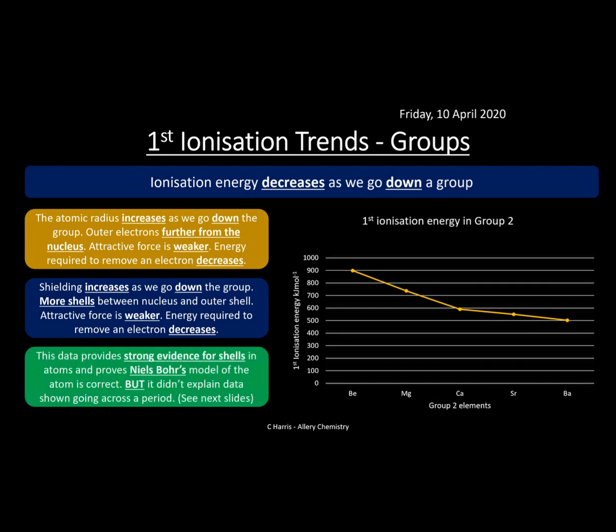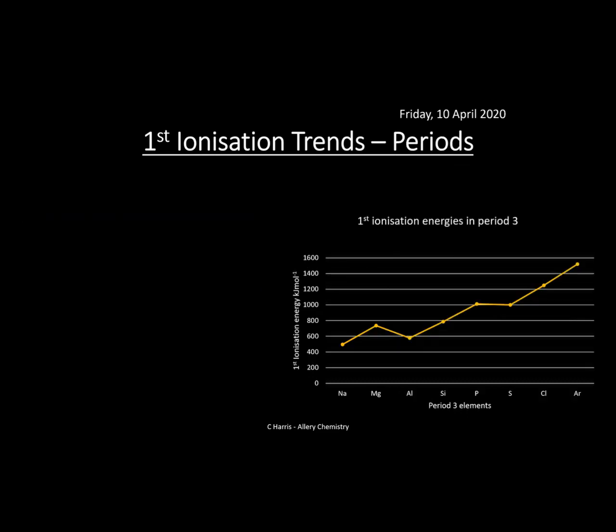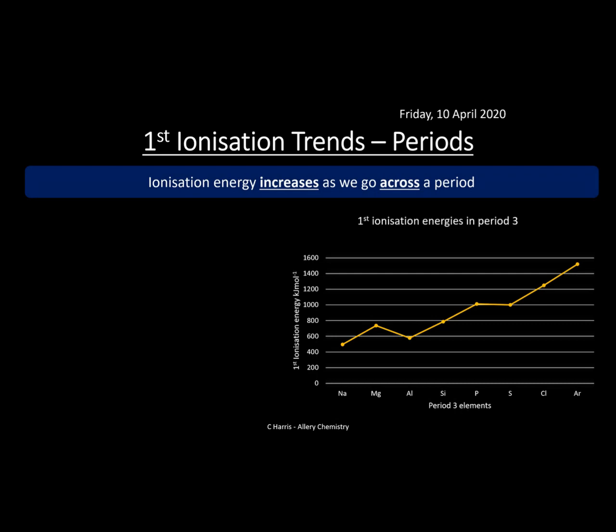Now, this actually gives us strong evidence for the shell theory, which is the one that you've seen. Niels Bohr came up with that. Basically, he was the person who discovered that. Now, he came up with that, but it didn't actually explain data going across a period. So this is why, again, the subshell bit is so important, because although it explains shells, that's proof that there must be shells, because we wouldn't see this trend if there weren't any shells. And shells still exist. It's just we can break that down into subshells.